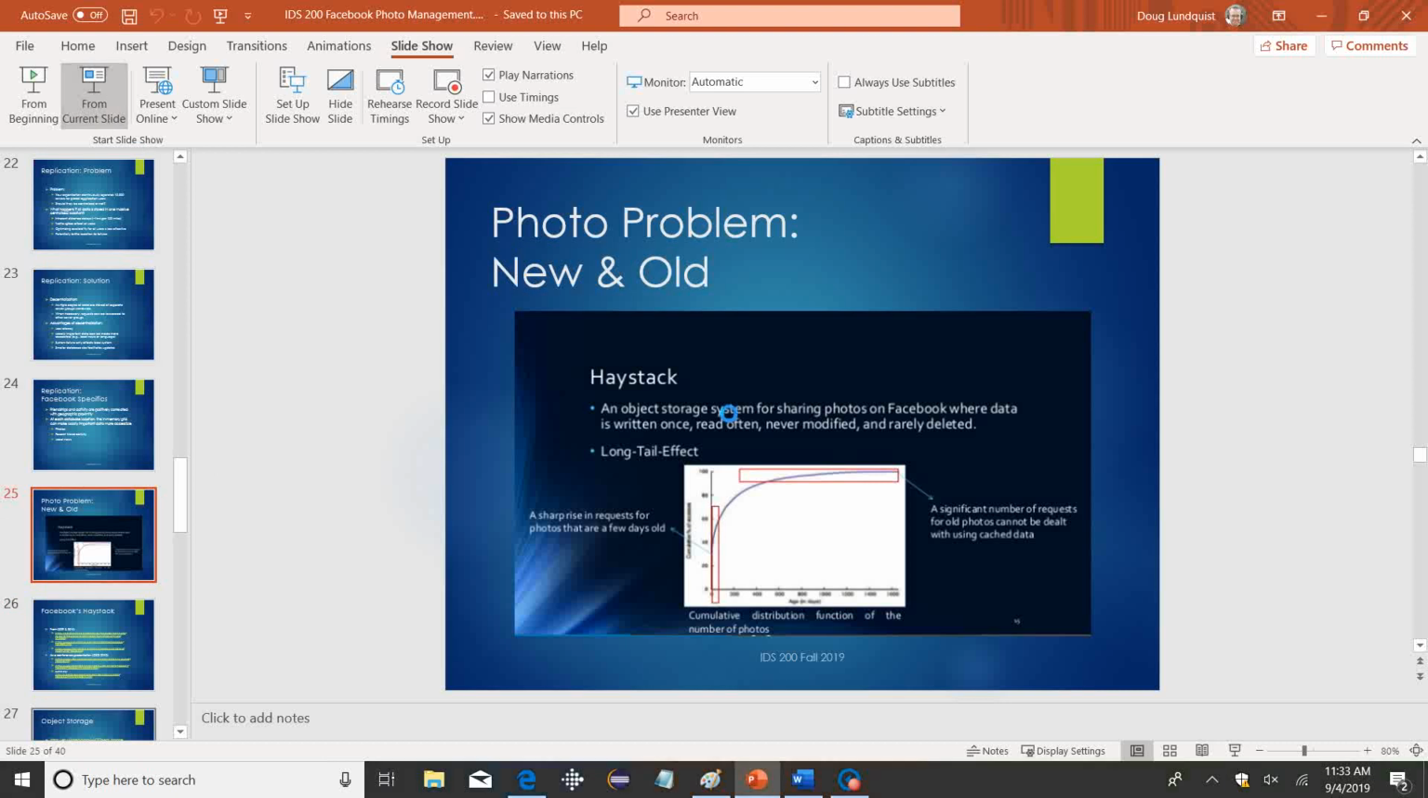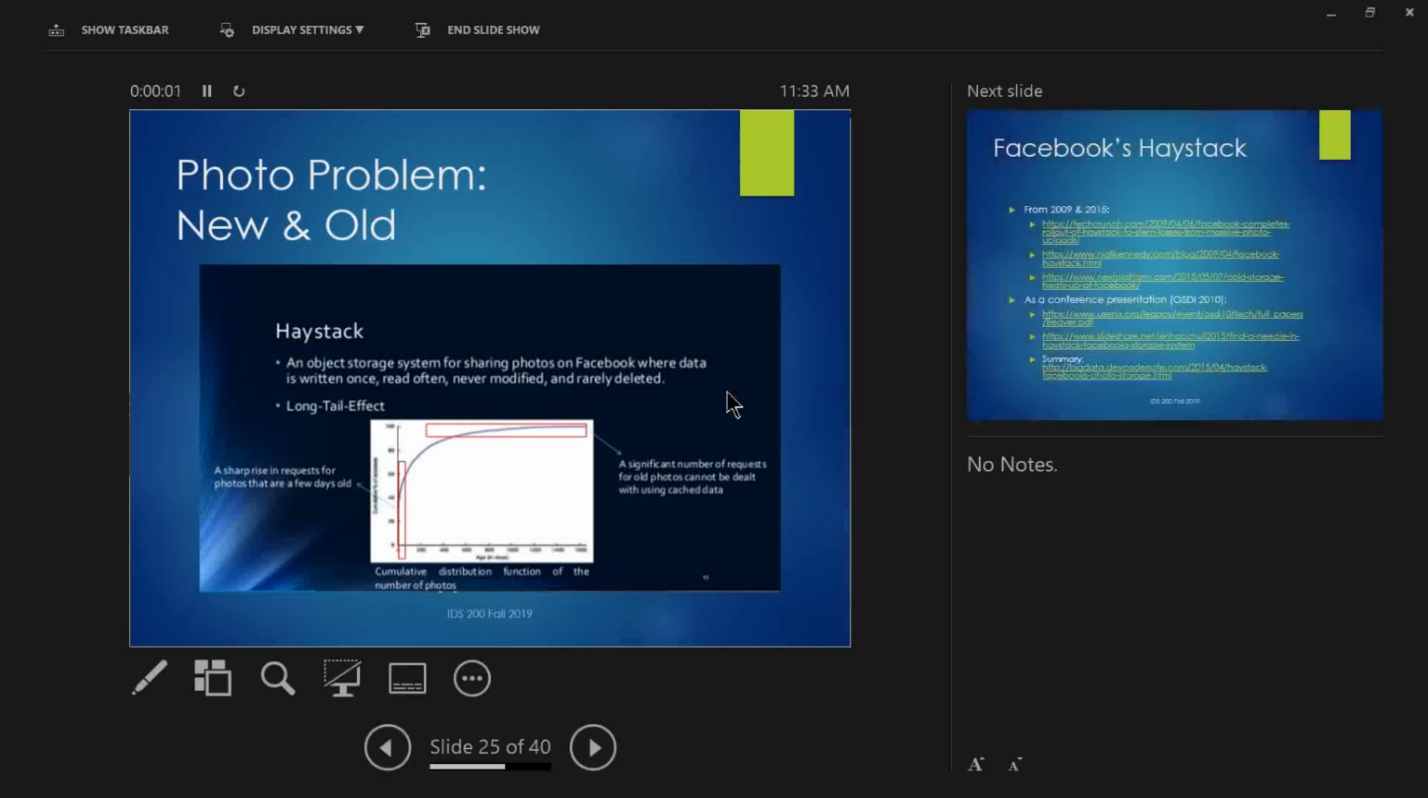Now, we'll introduce the problem of Haystack and what went wrong and how Facebook resolved it. Okay, so Haystack is Facebook's system for storing photos.